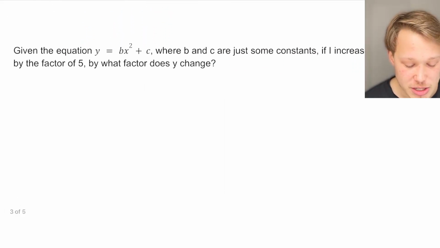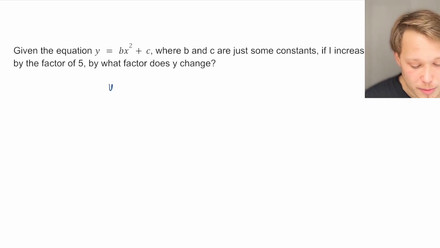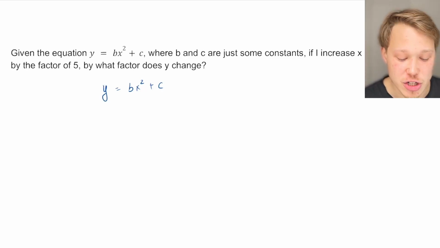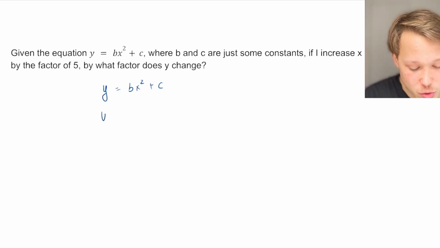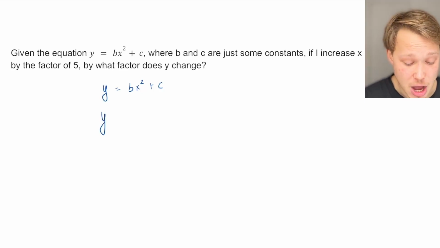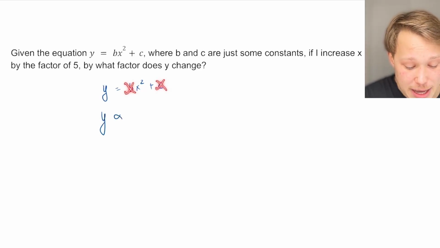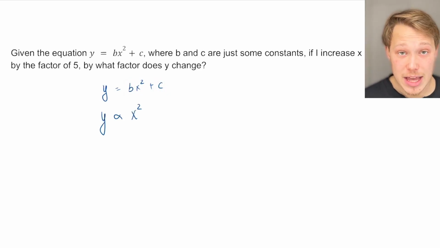So given now this equation, y is equal to bx squared plus c, where b and c are just some constants, if I increase x by a factor of 5, by what factor does y change? So again, first, if we have this type of question, what we can do is rewrite this equation using our new sign of proportionality. So we're going to rewrite it without the constants b and c. So just write it as x squared. So in other words, y is proportional to x squared, right?